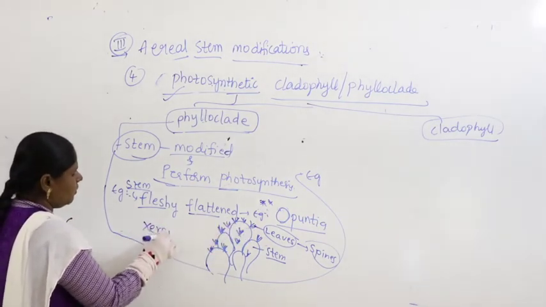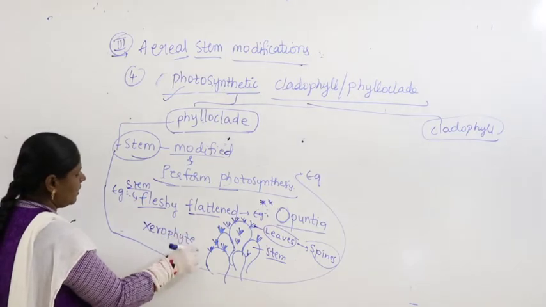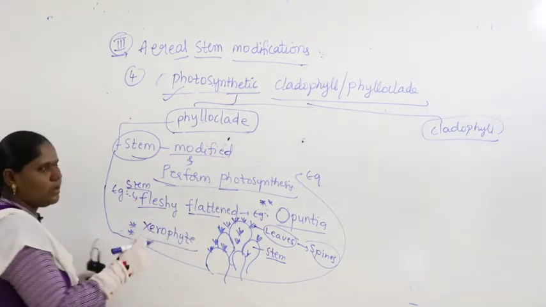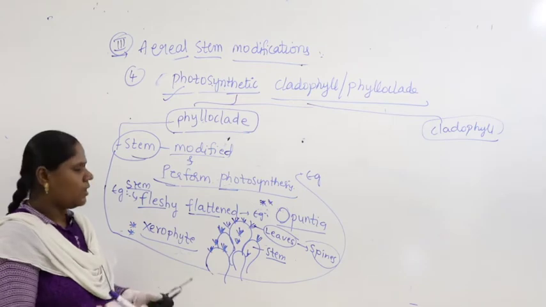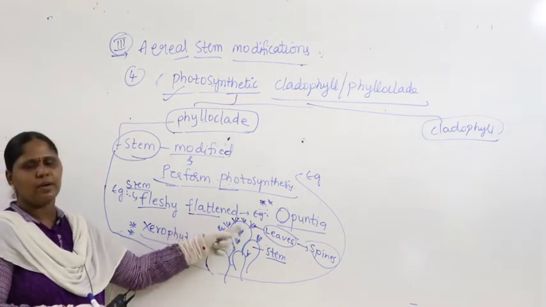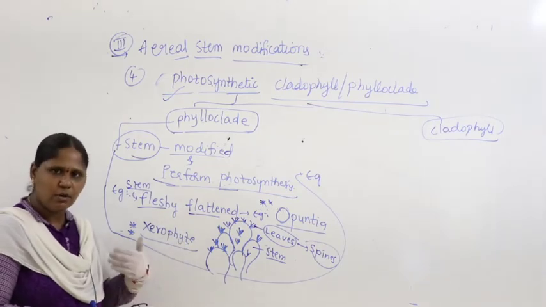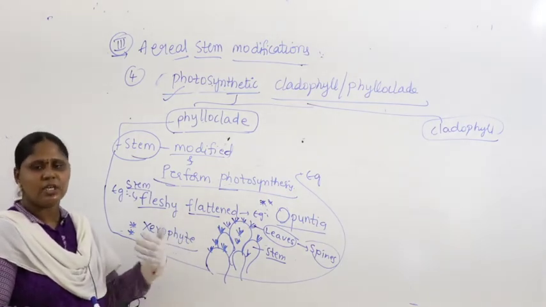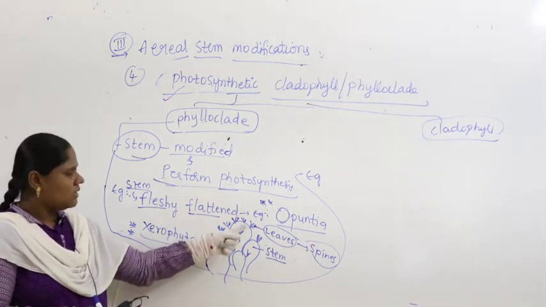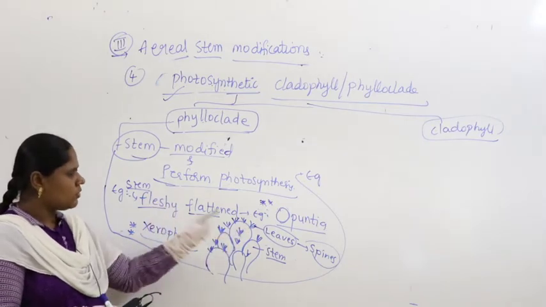So here, why are the leaves not doing photosynthesis? Because we all know very well it is a xerophytic plant. If leaves are well developed, the plant loses water by transpiration. So a xerophytic plant will undergo some modifications, some changes.